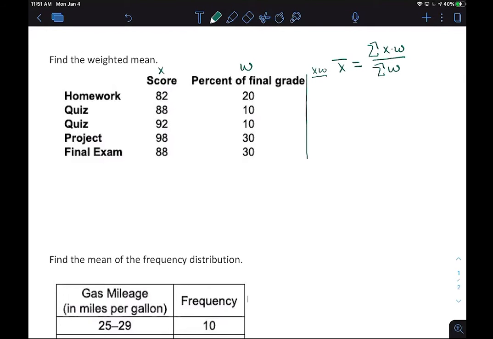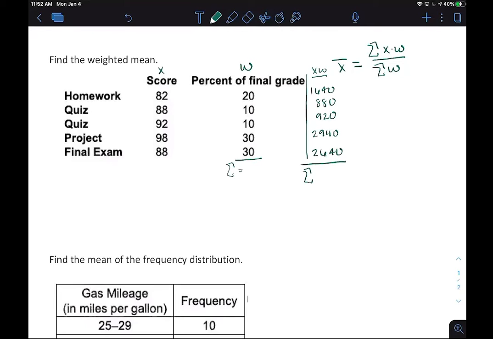So 82 times 20 would give us 1640. 88 times 10, 880, 92 times 10, 920, 98 times 30, 2,940, and then 88 times 30 gives us 2,640. And then we need to find both of these summations.